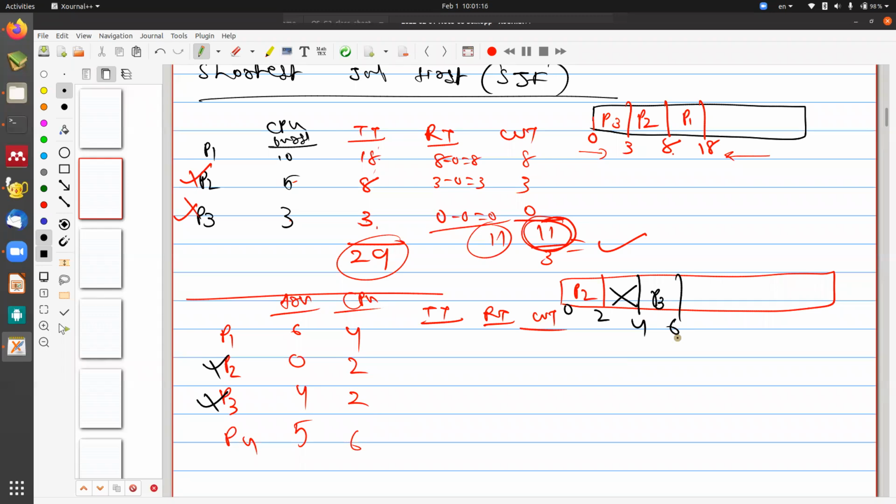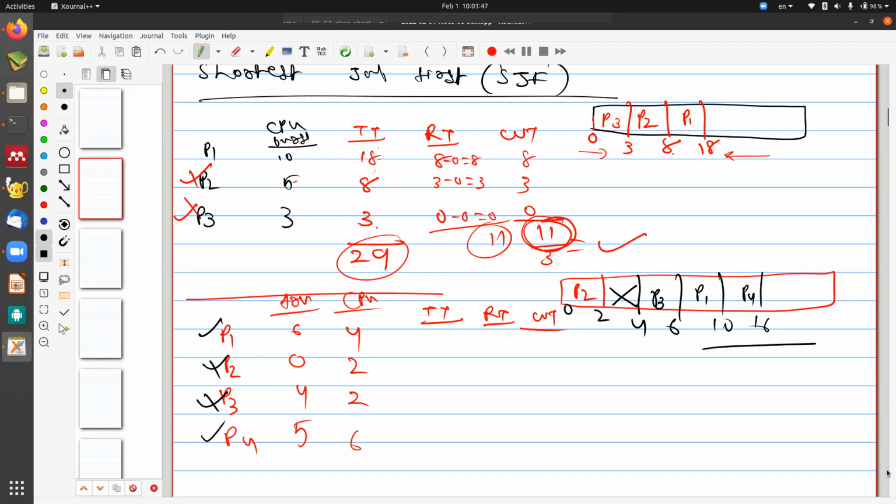At 6 o'clock, who has arrived? Sir, P1 and P4 have arrived. Got my point? So out of these two, which one will execute first? P1, because it has less time. So P1 runs till 10. Then from 10, P4 runs for 6 units.